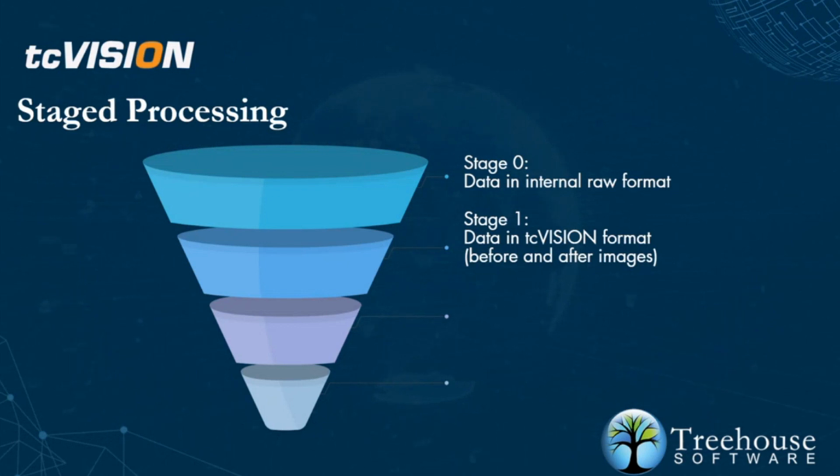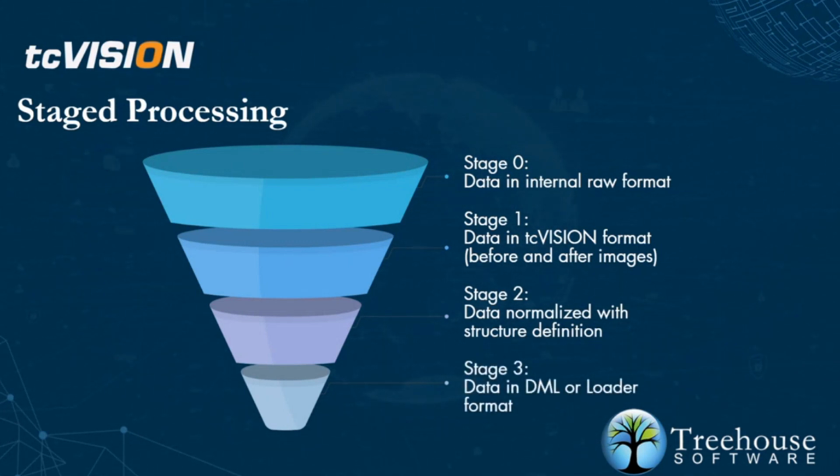We move that to a Q file, basically, where that can be used to store up things before you send them to the ultimate target. And that's created a little bit of formatting, I'll call it, to the data at that point with the before and after images. Stage 2, which we usually cruise right through. We don't normally stop in stage 2, but that's the normalized data with the structure definitions. And stage 3 is data in DML format or loader format, depending on what you're going to, and so forth.